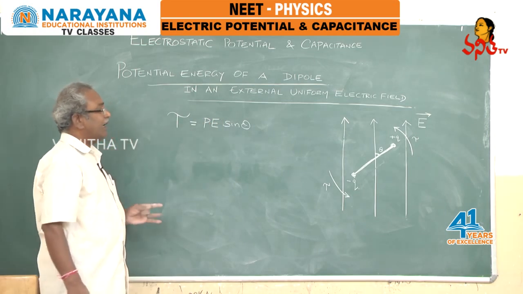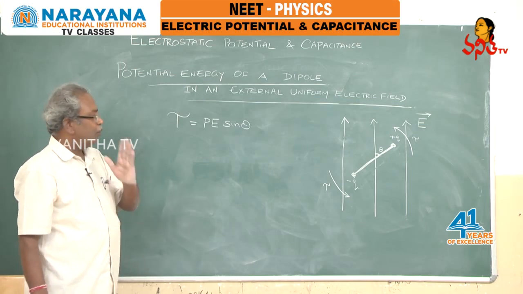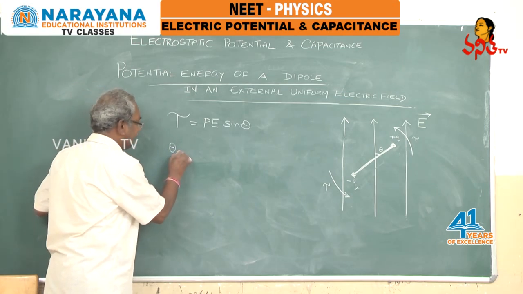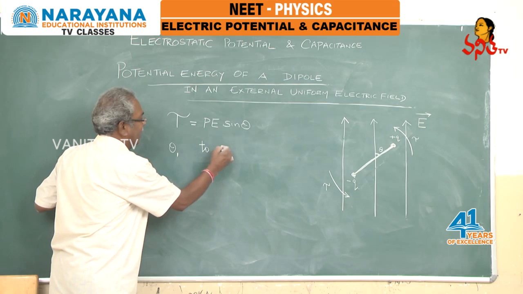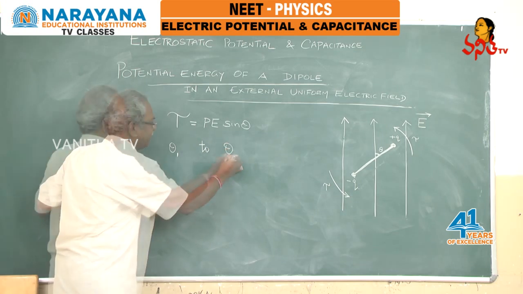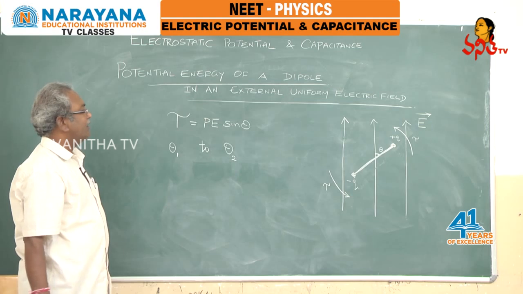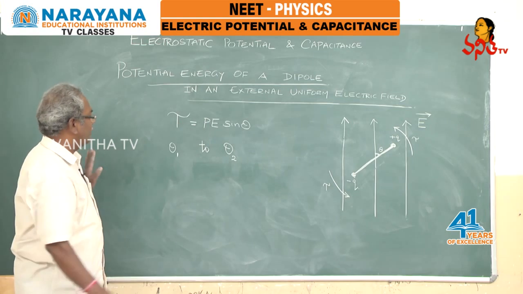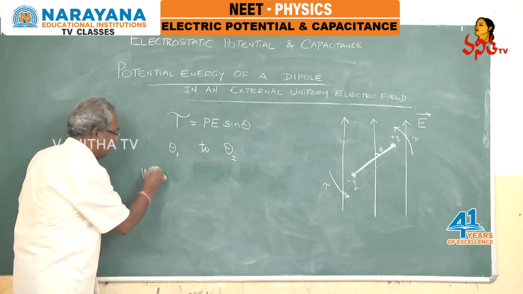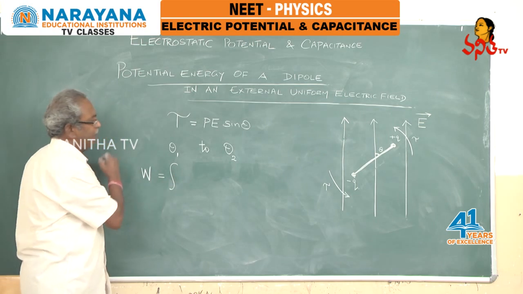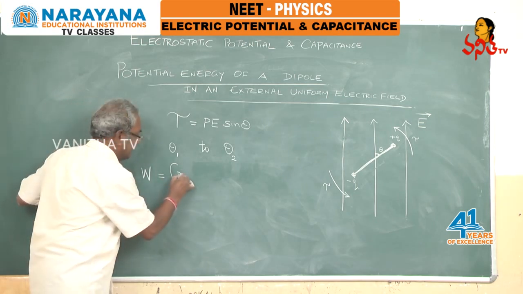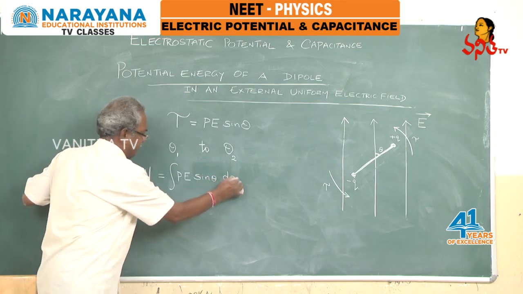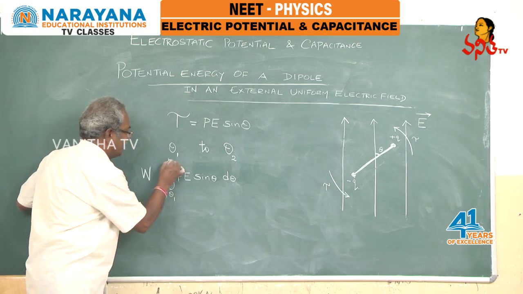Now, to rotate the electric dipole from an angle theta 1 to the field to an angle theta 2 to the field, the work required can be written as W equal to the integration of PE sin theta d theta, from theta 1 to theta 2.